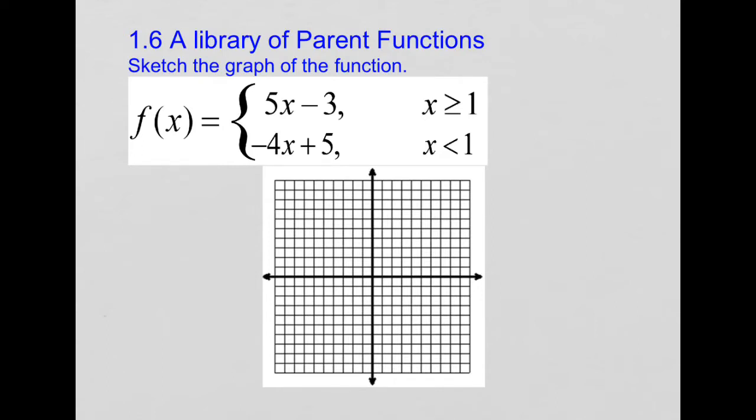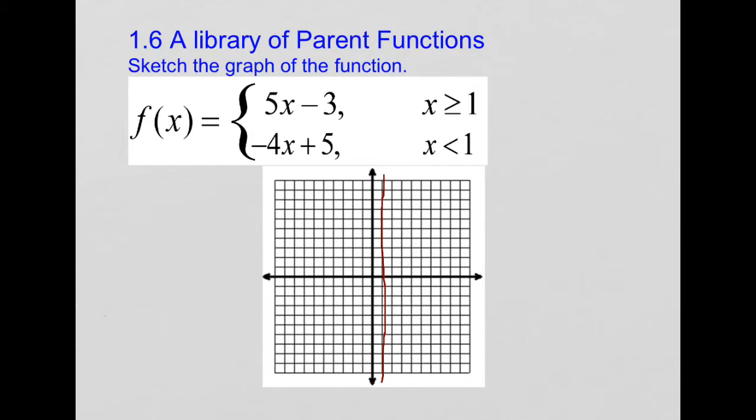5x minus 3, where x is greater than or equal to 1, and negative 4x plus 5, where x is less than 1. To help us out on this, we're going to go ahead and draw a line at x equals 1. Now we know our function is going to exist on either side of this line. So let's now look at our first function.